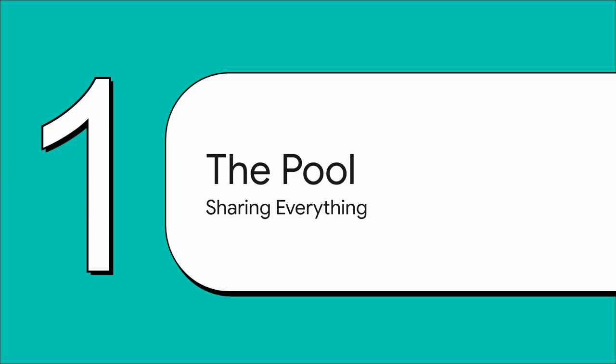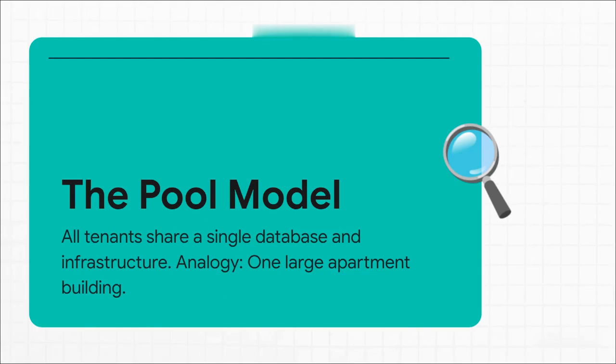All right, let's start with the most common approach, especially for companies that are just getting off the ground. It's called the pool model, and really, it's all about efficiency and sharing resources. In the pool model, every single one of your customers, we call them tenants, lives inside the very same database. The best way to picture this is to think of a giant apartment building. Sure, everyone has their own apartment, but you're all sharing the same plumbing, the same electrical grid, and the same foundation. It's one big happy family, mostly.